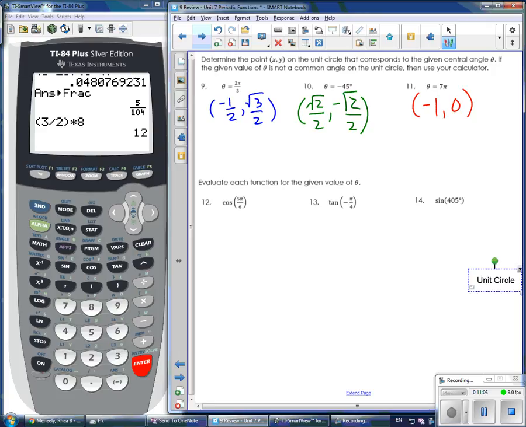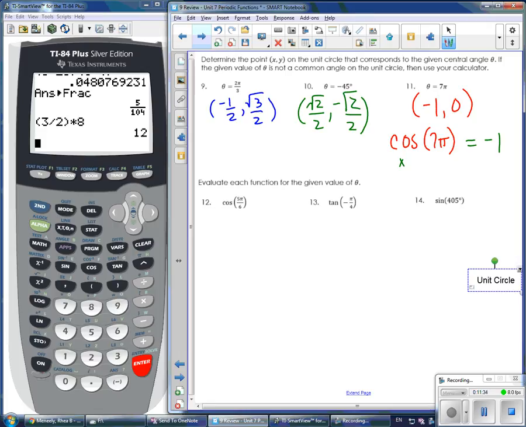And so if you can figure out the coordinates of the point associated with the angle, then it makes evaluating functions like in 12, 13, and 14 much easier. So for example, in number 11, if I had said, well, what is the cosine of 7 pi? If you know what ordered pair to refer to and can remember that cosine corresponds to the x-coordinate, the cosine of 7 pi is simply negative 1.